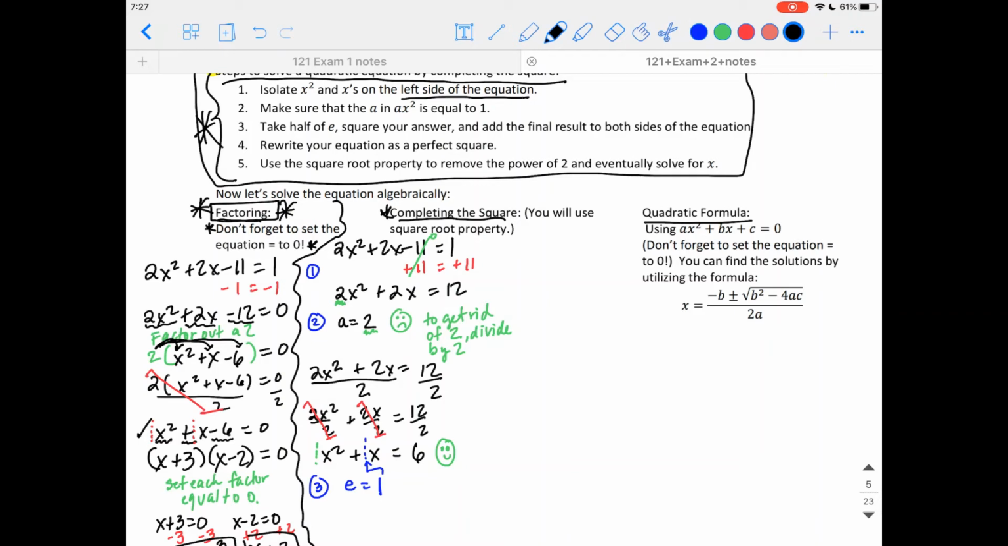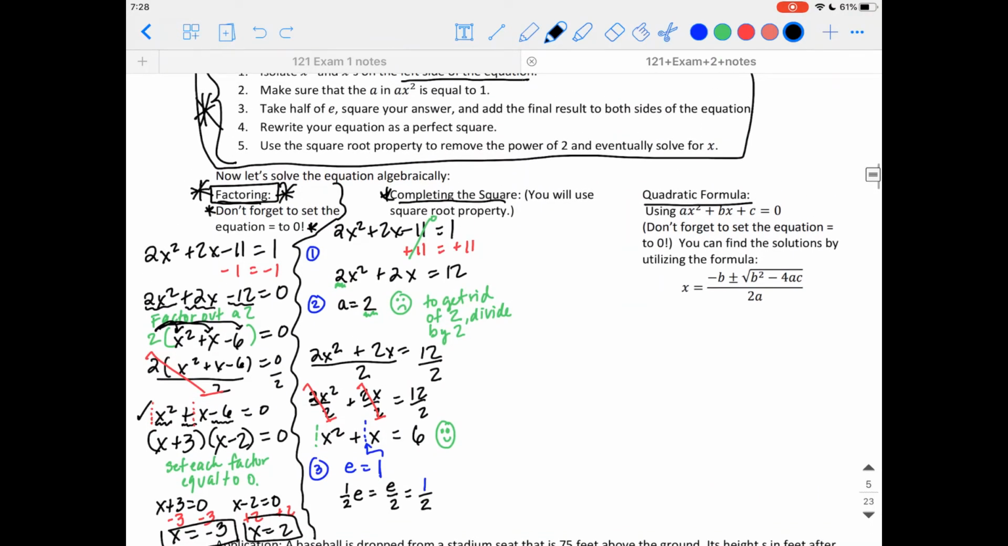Then what do I need to do? I need to take half of e. So half of e is the same thing as e divided by 2. So my e is 1, so I'm going to put 1. Now I'm going to divide it by 2. So it's a half. Some of you might want to put 0.5. I'm not going to put 0.5. And I'm going to come over here since I'm running out of space.